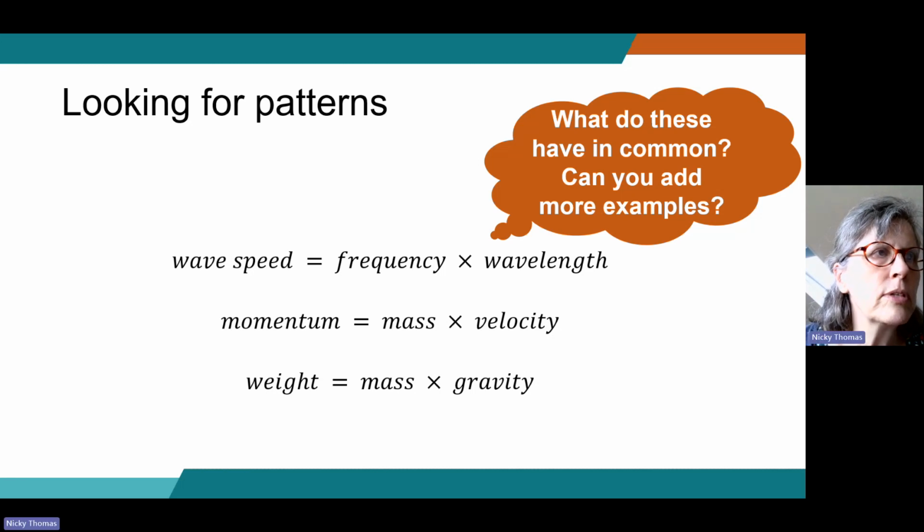And you might want to look for some patterns. We've got three equations here that show proportionality. What we mean by that is if you double one quantity, you'll double another quantity. If you double frequency, then the wave speed will double. If you double velocity, then the momentum will double. If you double the mass, then the weight will double.